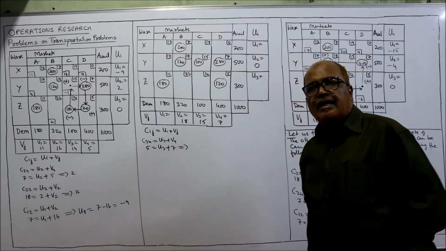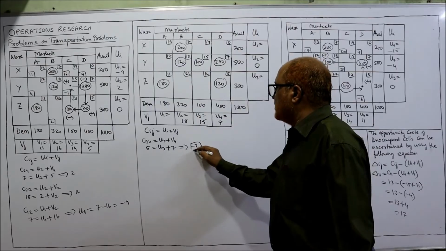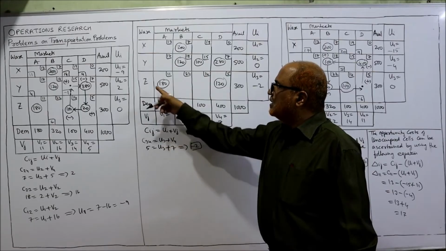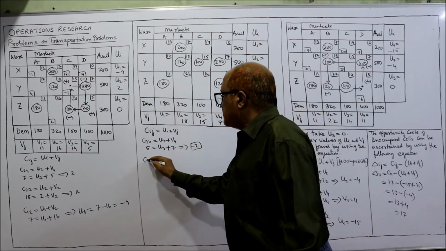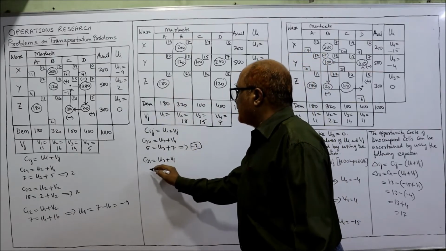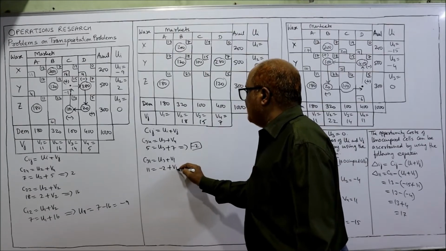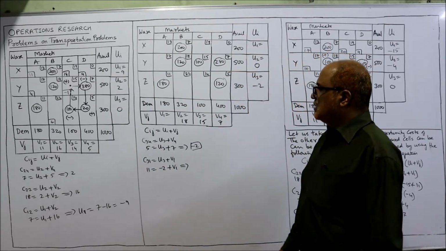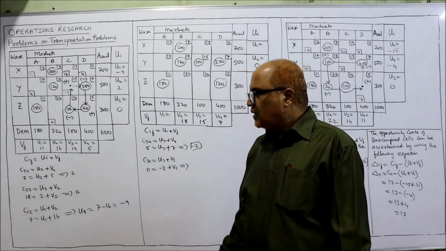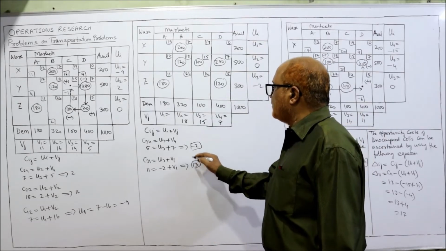Now take this 7 to LHS. So 5 minus 7 is minus 2. So u3 we got minus 2. Now use this cell to find out the value of v1. Location 3, 1. C31 is equal to u3 plus v1. How much is C31? 11 is equal to minus 2 plus v1. So take this minus 2 to LHS, it will become plus 2. So 11 plus 2 is 13. So v1 is equal to 13.